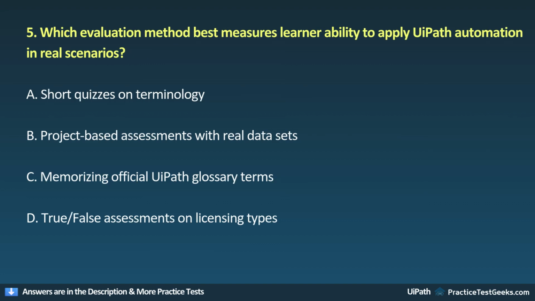5. Which evaluation method best measures learner ability to apply UiPath automation in real scenarios? A. Short quizzes on terminology. B. Project-based assessments with real data sets. C. Memorizing official UiPath glossary terms. D. True-false assessments on licensing types.